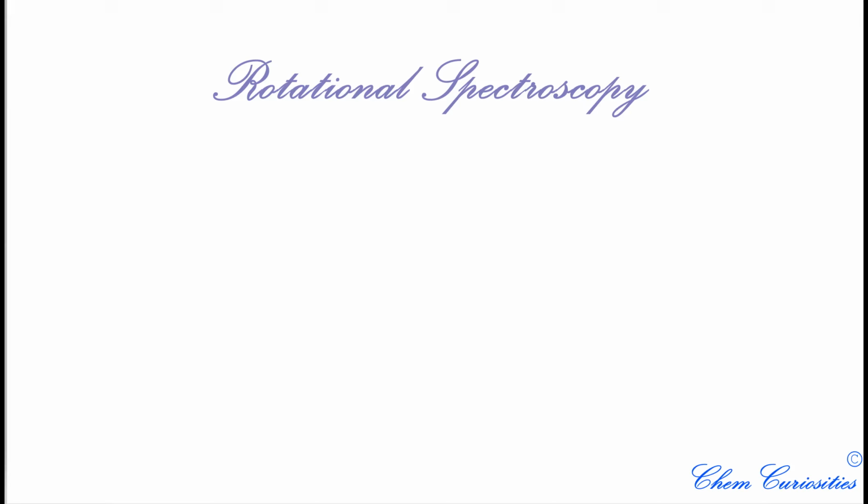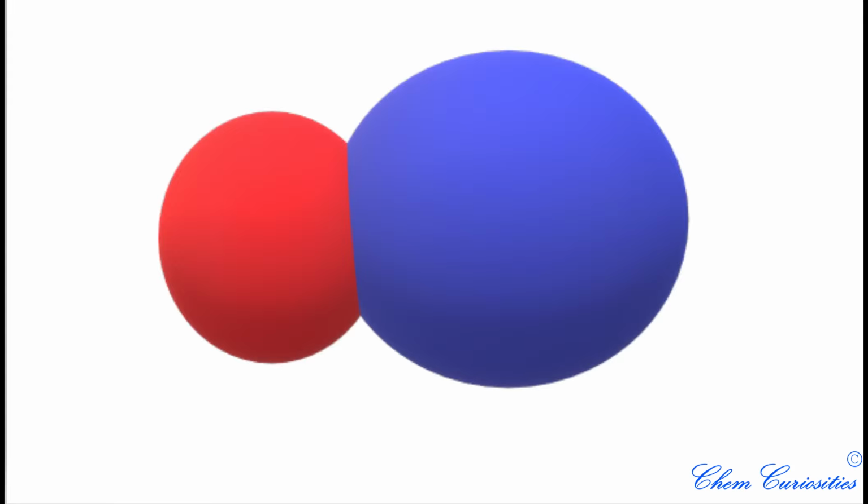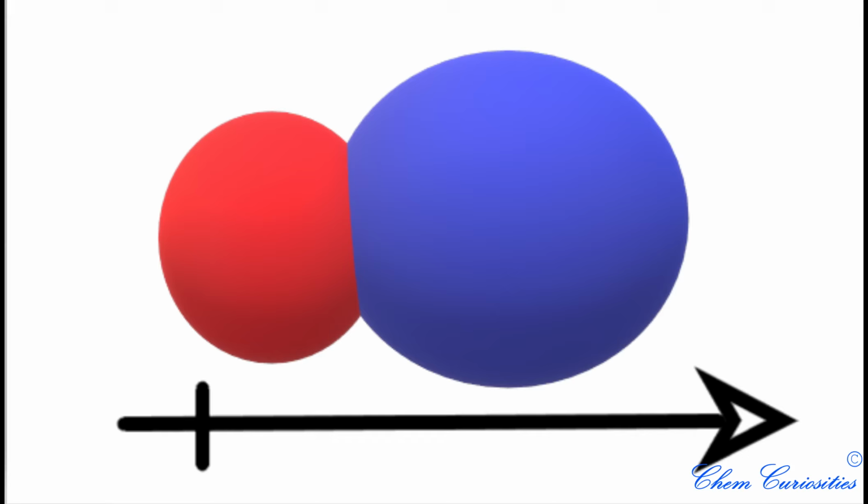First, let us see the rotational spectroscopy. In order for a molecule to be microwave active, it should have a permanent dipole moment. Let us consider the example of HCl. Here the small red ball is the hydrogen and the large blue ball is the chlorine. Since chlorine is more electronegative than hydrogen, the chlorine pulls the electron density towards itself and hence the bond is polarized and the dipole moment is not zero. The dipole moment is a vector quantity and has both direction and magnitude, which is represented below the image.